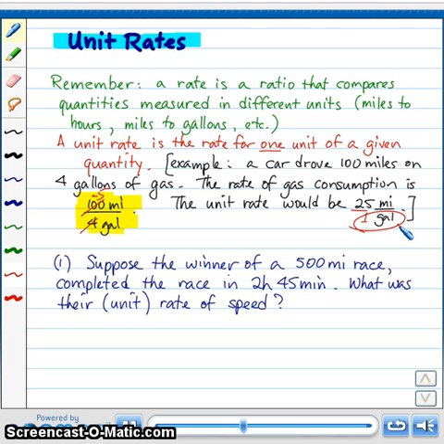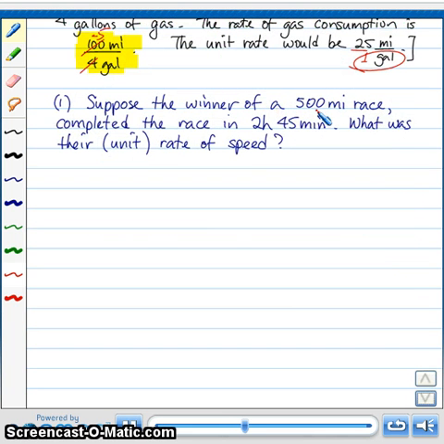Well, let's see if you can work out an example here. Suppose you knew that the winner of a 500-mile race completed the race in 2 hours and 45 minutes, but you wanted to discover what their unit rate of speed was for that entire race. Well, notice you can take 500 miles divided by 2 hours and 45 minutes, but how are you going to divide miles by hours and minutes? What you're going to need to do is convert these units of time into 1 unit of time.